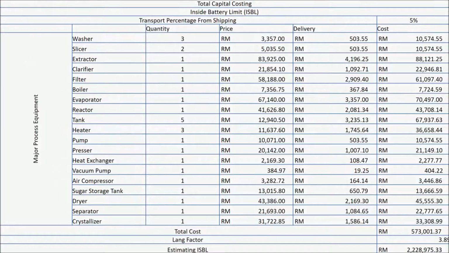To calculate the inside battery limit, we find the major process equipment from websites such as Alibaba, and the price of the equipment is multiplied by 5% for the transport percentage from shipping, and the total cost we got is 573,000. Then we multiply it with the Lang factor, which is 3.89, and we got around 2.2 million ringgit Malaysia.